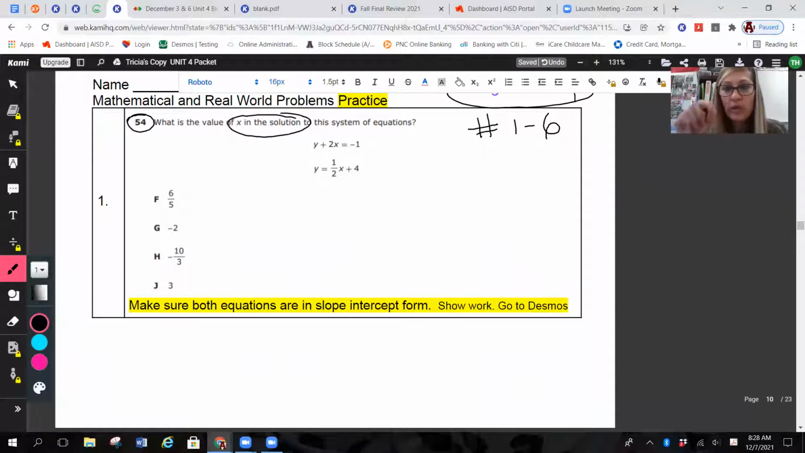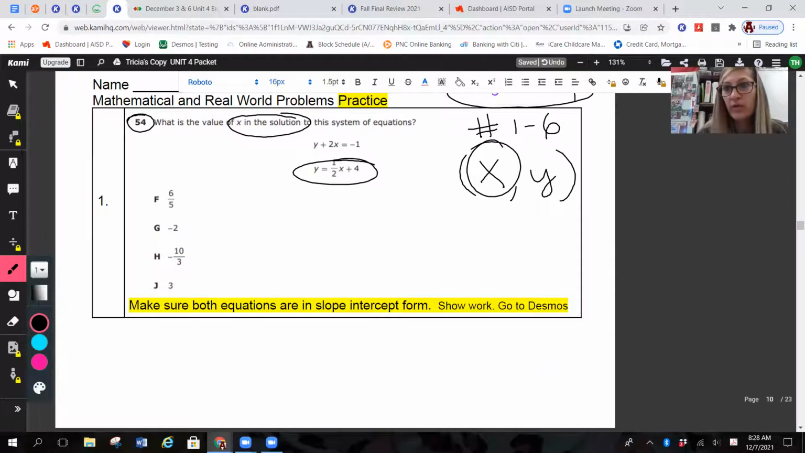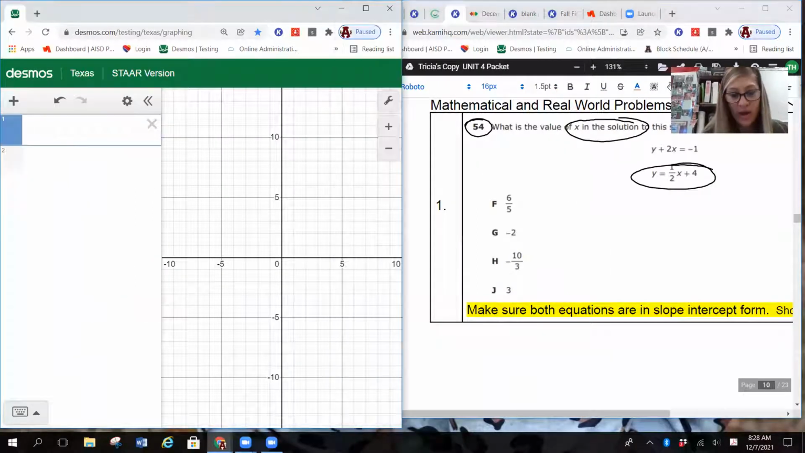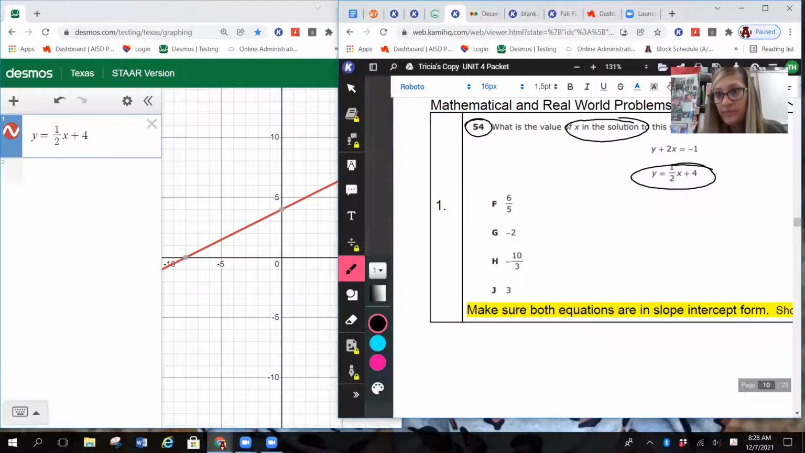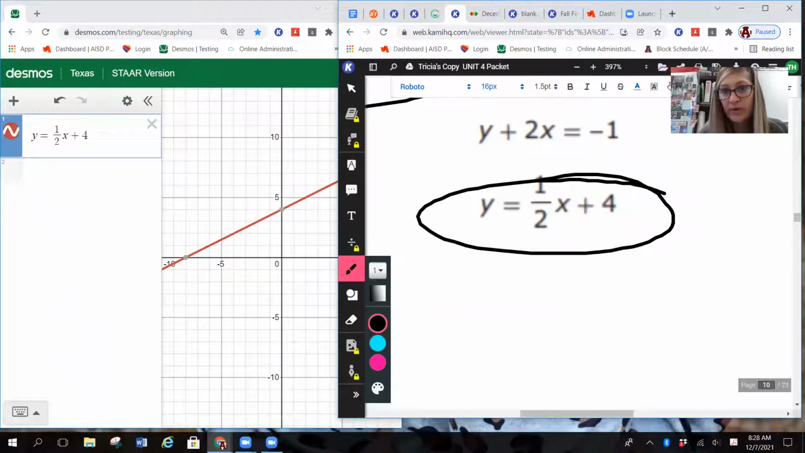So we need to find the solution point, and then we're just going to pull out that x coordinate. Remember, x is the first number in the point. I bet you they're going to have x and y as a choice to try to distract people. This one is ready to be graphed. So y equals 1/2 x plus 4, done.